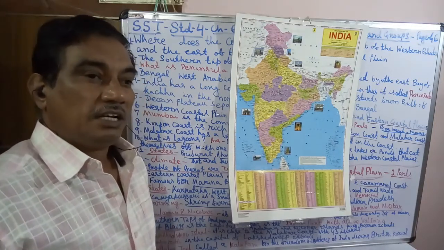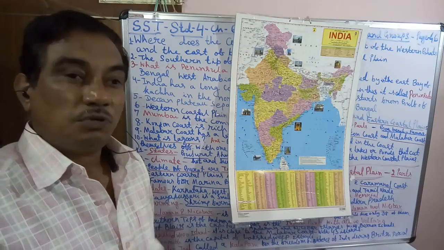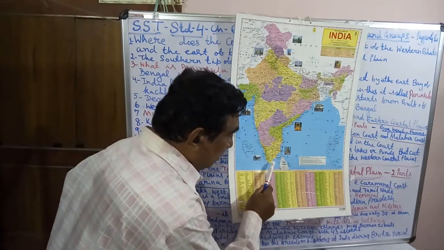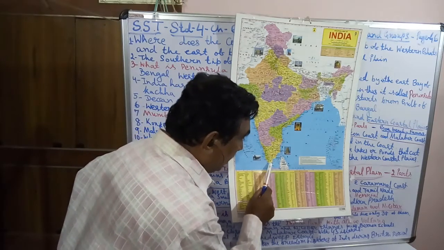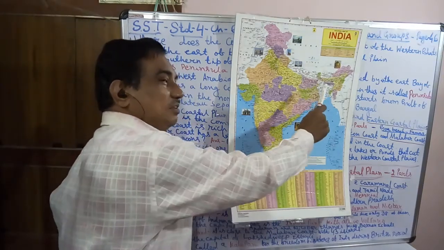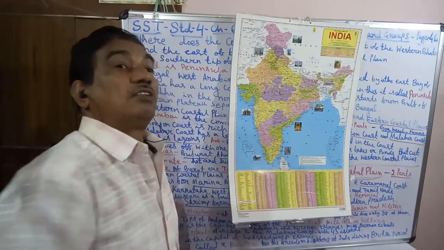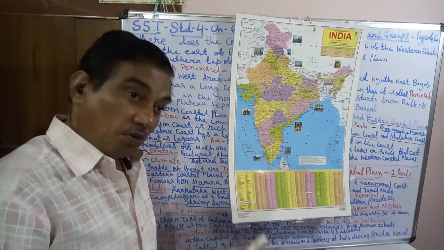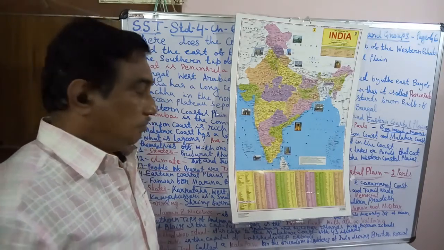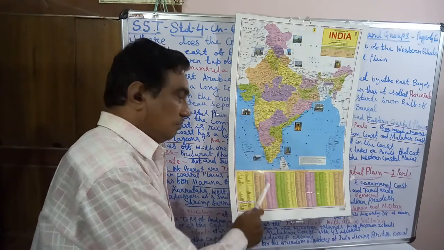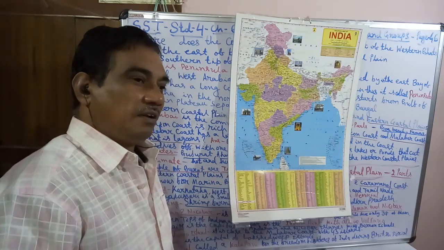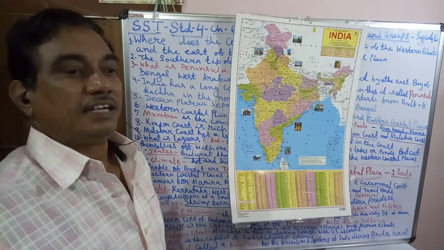Near Kanyakumari, there is a small island, which is a beautiful island. In Calcutta that is Victoria Memorial, but in Tamil Nadu that is Vivekananda Memorial. It is a small island near Kanyakumari, beautiful to look at. Here Vivekananda meditated and got enlightened.